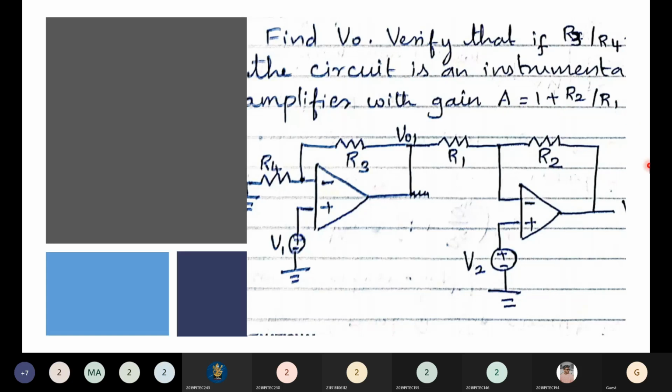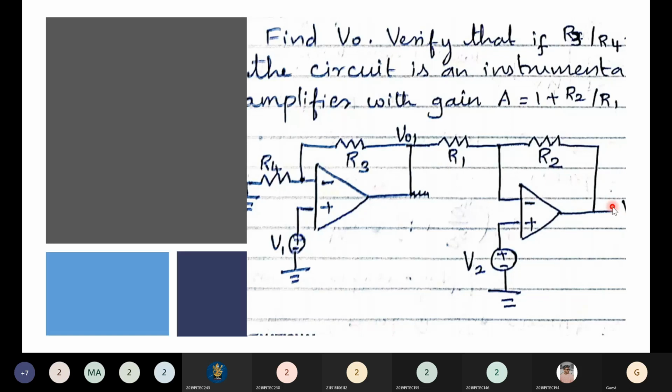And of course, if it is an instrumentation amplifier, it has to satisfy the differential amplifier characteristics. First, let us find out the output expression for V0, and then after getting the expression for V0, we will substitute the condition given here and see whether we are getting an instrumentation amplifier, right? So for that, first you have to find out what is V0. As I said, what is the procedure?